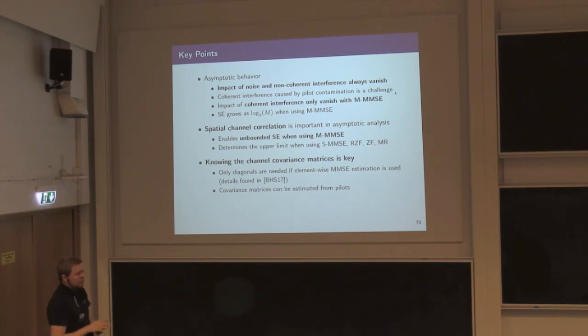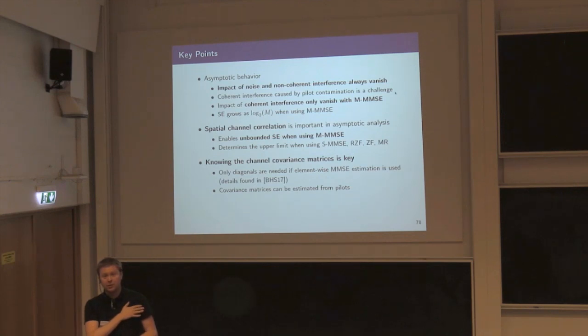And knowing, of course, the channel covariance matrices is then very important. However, in our recent work that I'm referring to here, we show that you actually only need to know the diagonal of the covariance matrix, as we talked about earlier as well, in order to get something like this. So you can do some variations on these schemes.